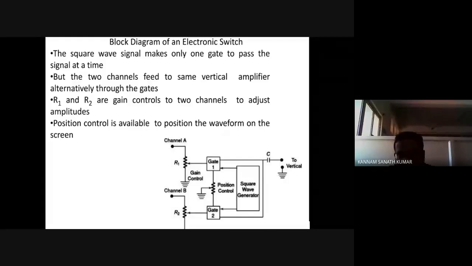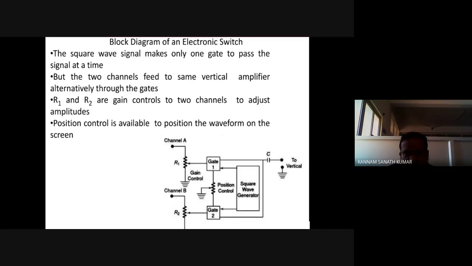There is a square wave generator. The square wave generator will generate the pulse. The square wave signal makes only one gate pass the signal at a time. Suppose when the square wave is 1, gate 1 is activated and the channel A signal will be passed through the vertical amplifier. Suppose the square wave signal is 0, then gate 2 is activated and the channel B signal will be passed through the vertical amplifier.